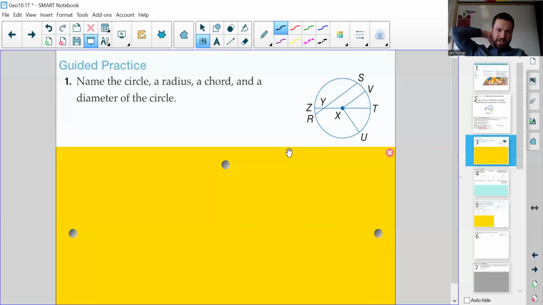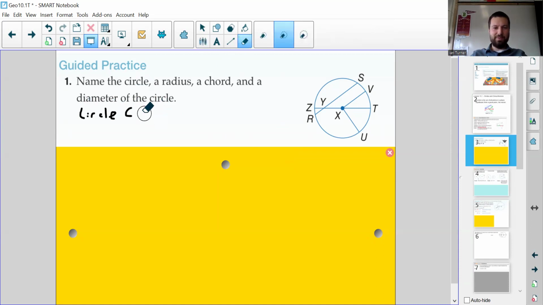All right, so we can go through and name some stuff. Jewel, what do you got first? Name the circle. You said circle C. Yeah. So we want to name the circle. We could call it circle C. You could do this little symbol. Wow, that looked terrible. So we could go circle C like that.